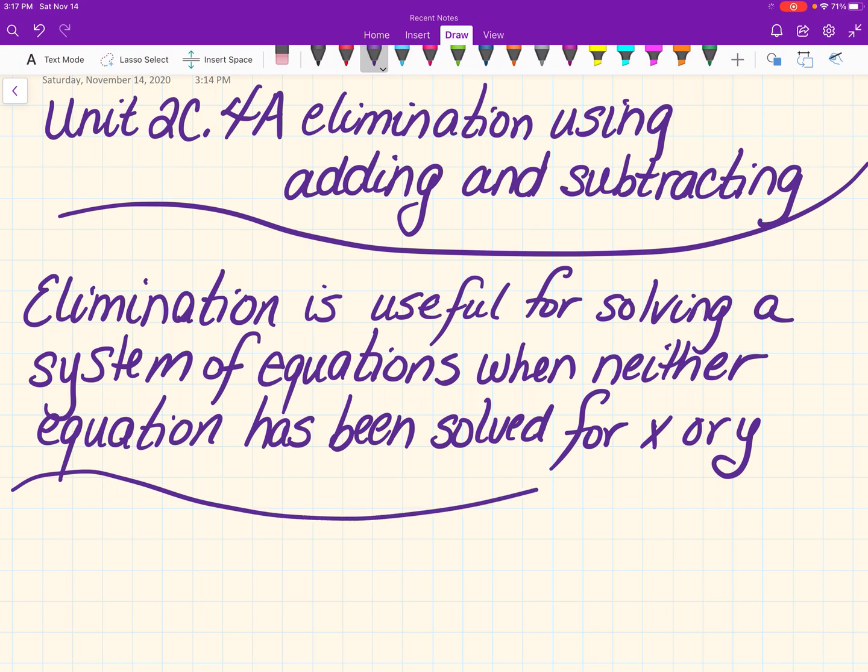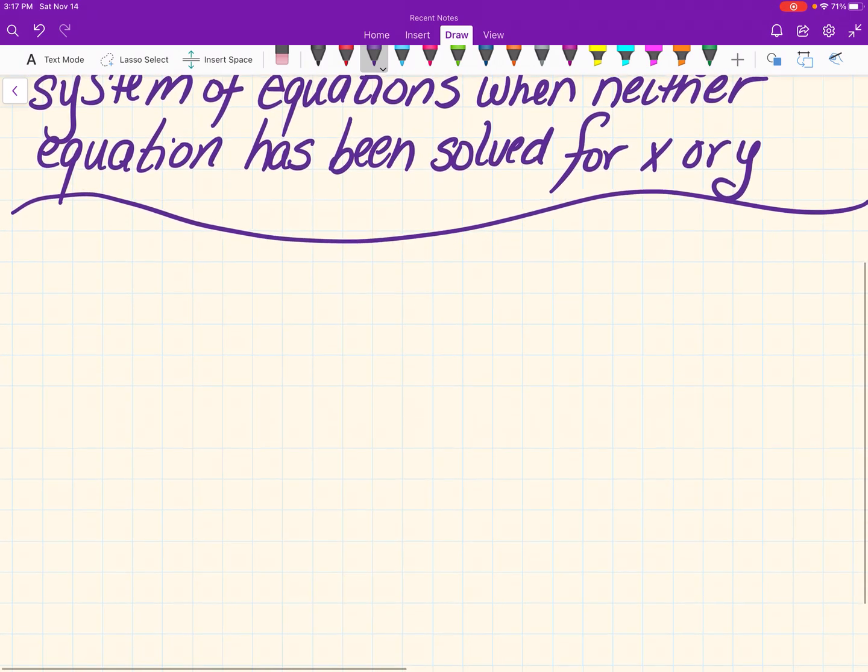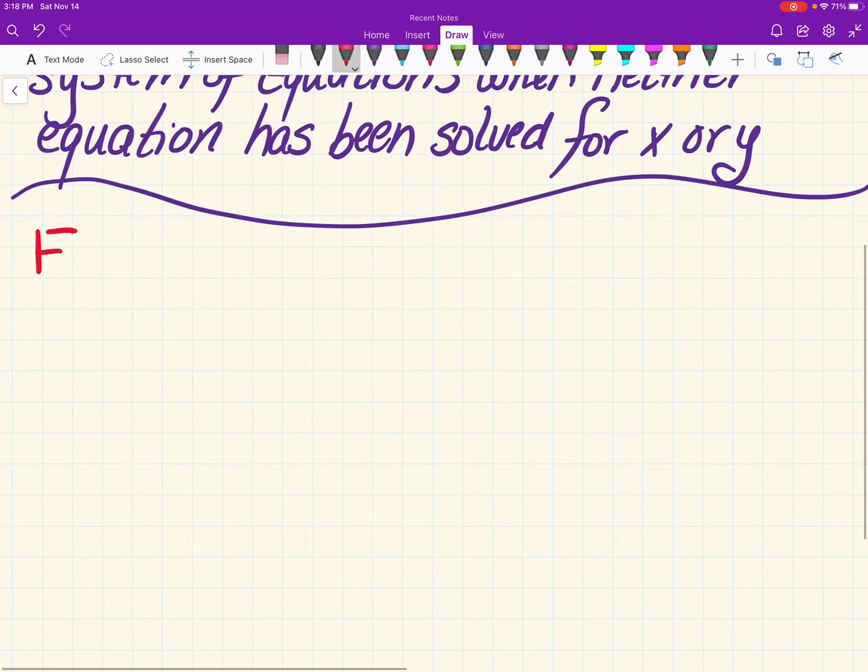Now we're going to start with just adding and subtracting. So let's look at some examples here. And I know that some of you have already done this in middle school. So pay close attention, make sure you're understanding here.